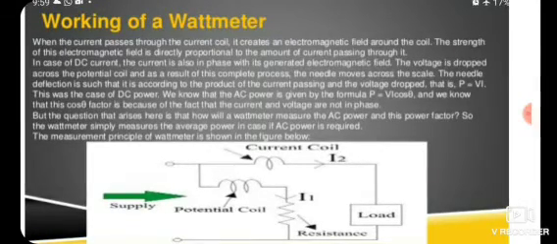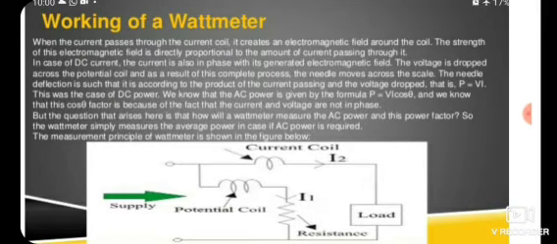Let us see the working of a wattmeter. When the current passes through the current coil, it creates an electromagnetic field around the coil. The strength of this electromagnetic field is directly proportional to the amount of current passing through it. In case of DC current, the current is also in phase with its generated electromagnetic field.